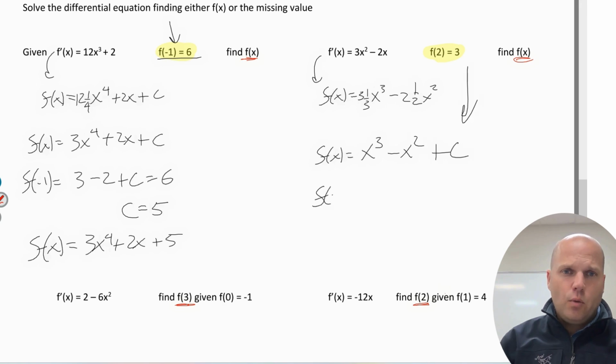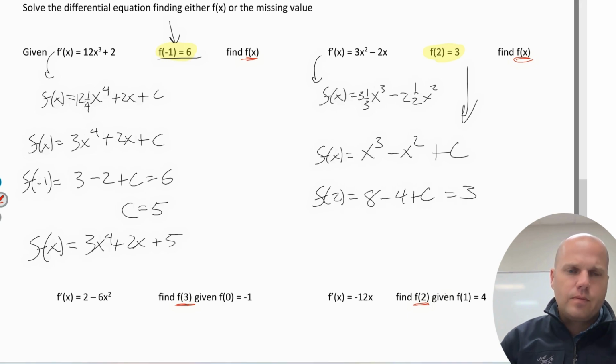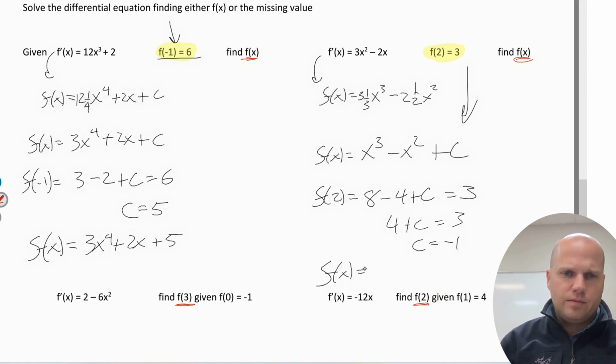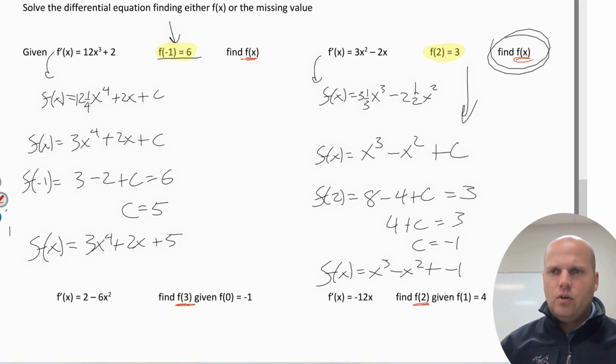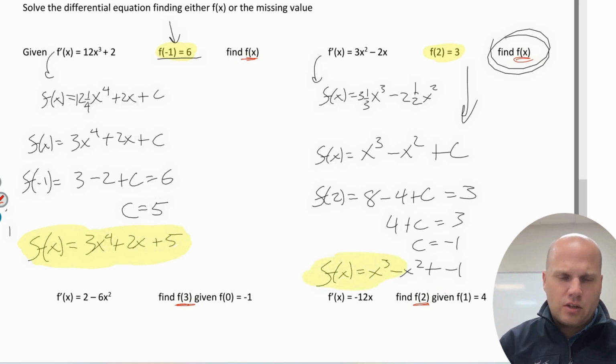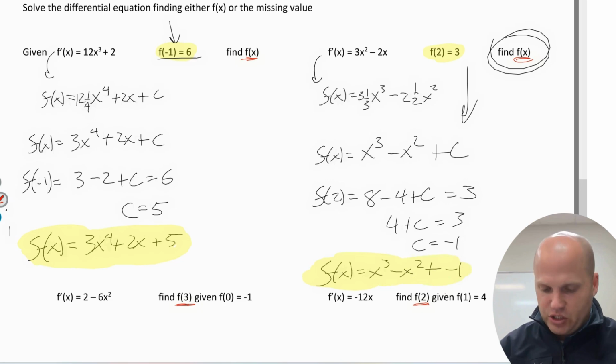F of 2 is 3. When you plug in 2 for x, you should get 3. C is negative 1. Therefore, that is your f of x. Now notice, the question is not find c. It's find f of x. So, make sure, guys, you write out the entire equation, f of x, with the c that is included. Too many students think that this question is finding c. Yes, you have to find c, but the answer you're looking for is f of x.